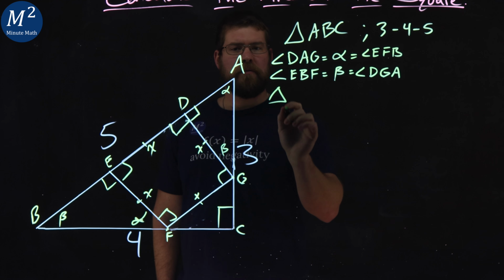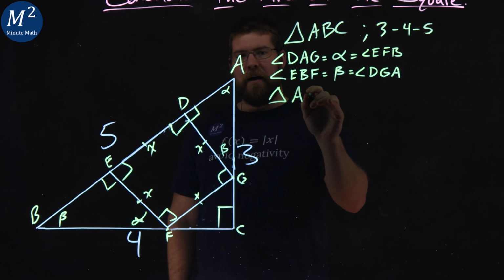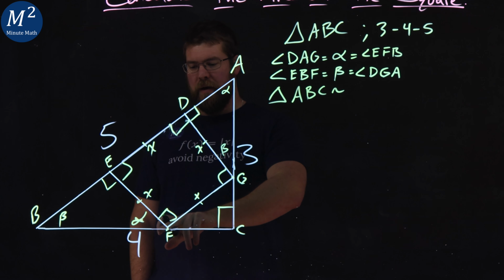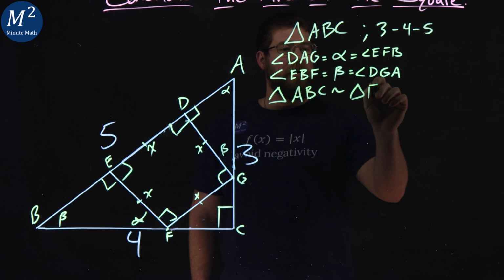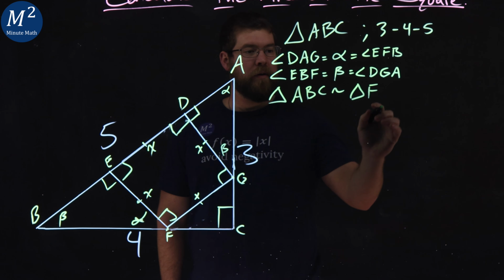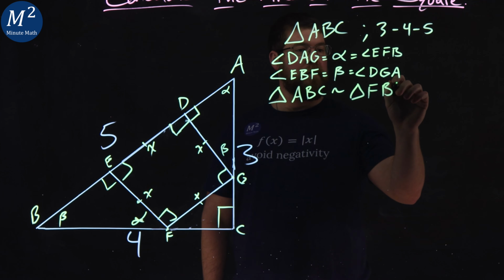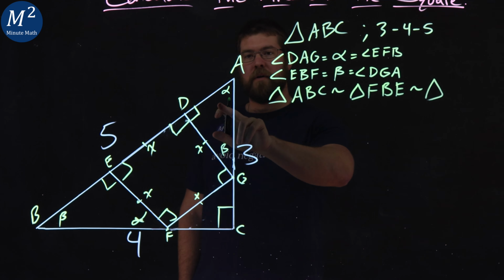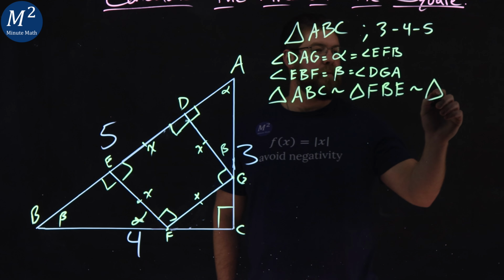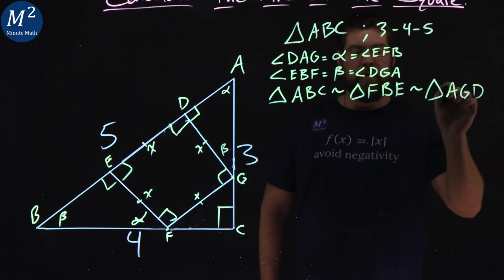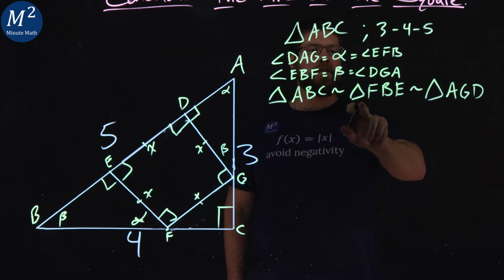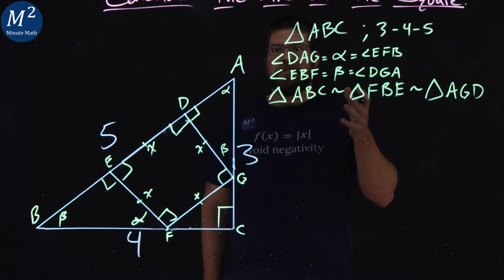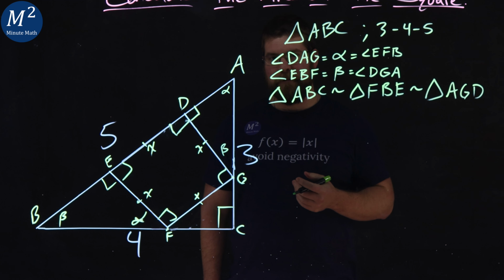So I could say triangle ABC is similar to triangle, keep alpha, so F, then we go to the other leg, BE, is similar to triangle AGD. So we have 3 triangles that are all similar. And you can guess where this is going. Their side lengths are proportionate, okay?